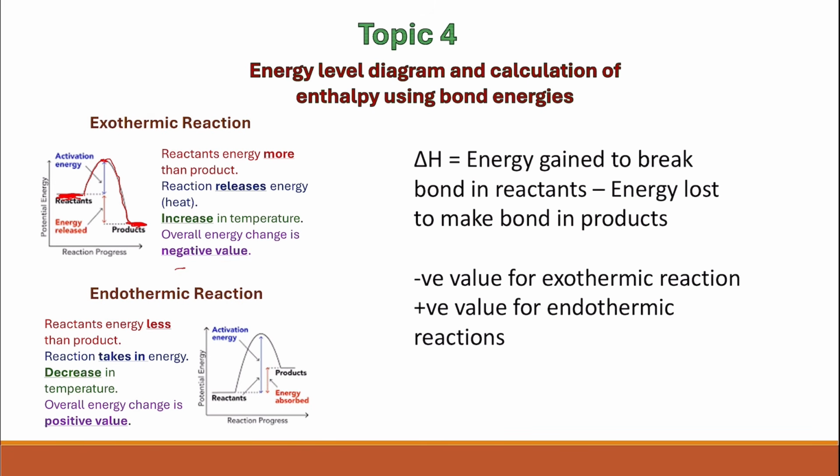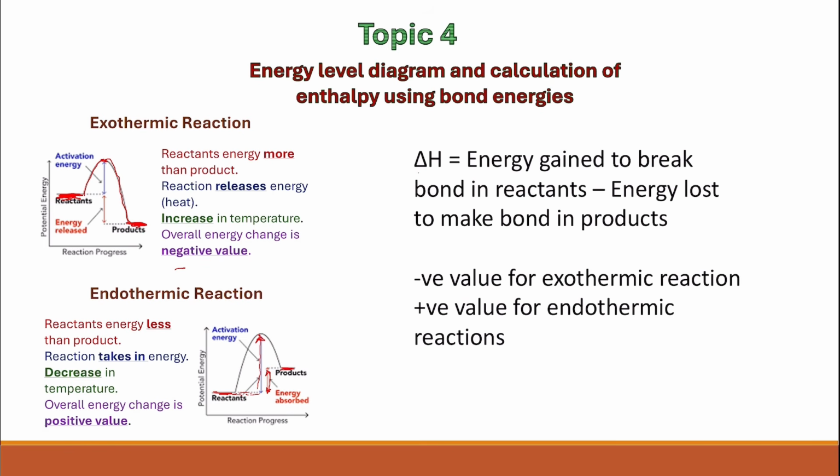And then the endothermic reaction will be the opposite. So the energy of the reactants is less than the energy of the products. The overall energy change again is going to be the difference between the energy of reactants and products, and the activation energy is the difference between the energy of reactants and the top point here in the diagram. Remember that for endothermic reactions, the reaction will take in energy, there will be a decrease in the temperature, and the overall energy change, the delta H, will be positive.